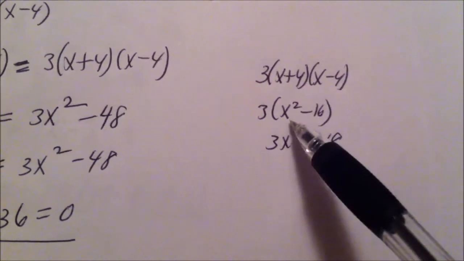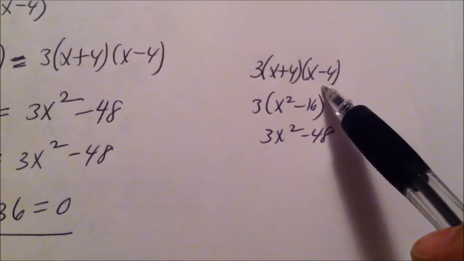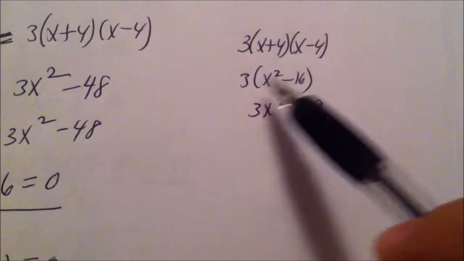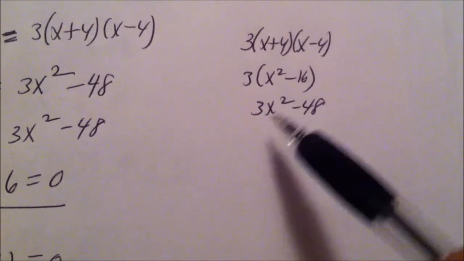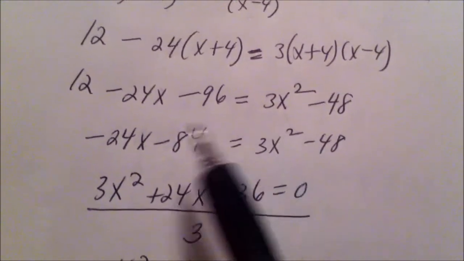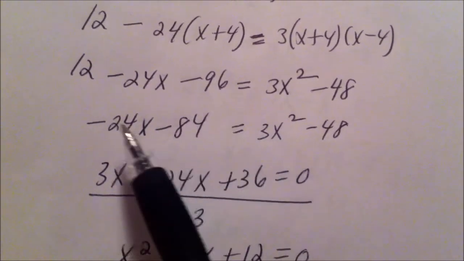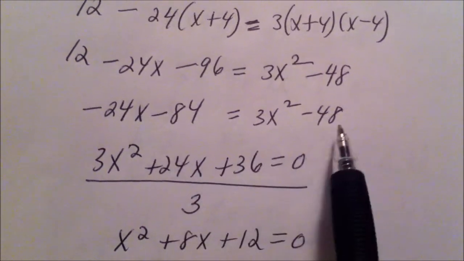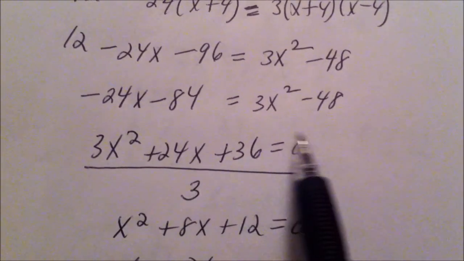It really wasn't necessary to multiply the x plus 4 times the x minus 4 first. You could have multiplied the 3 first and then multiplied it out, but you would have gotten the 3x squared minus 48. So now we have a quadratic, and we're going to have to set it equal to 0. After I combine like terms, I add 24 to both sides, add 84, and I have this quadratic.